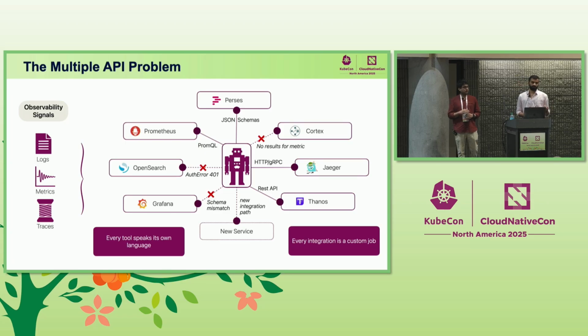This is the hidden cost of AI-driven observability. Compute and token usage are predictable, but integration fragility is not. Every connection becomes a new custom job, and every new data source means another brittle adapter to maintain. That's why we need a shared, standardized way for systems and agents to communicate, one that's reliable, bidirectional, and context-aware.